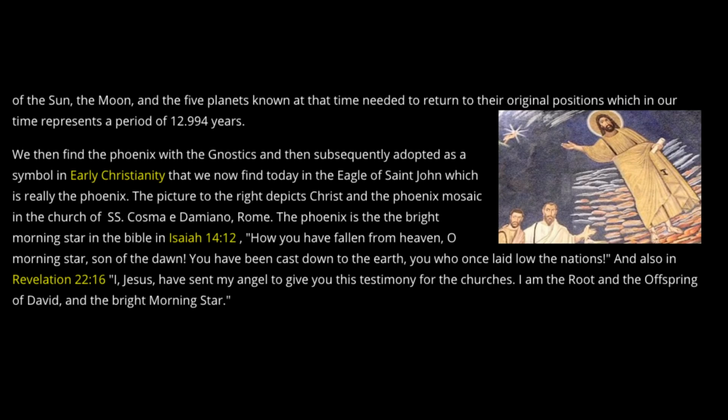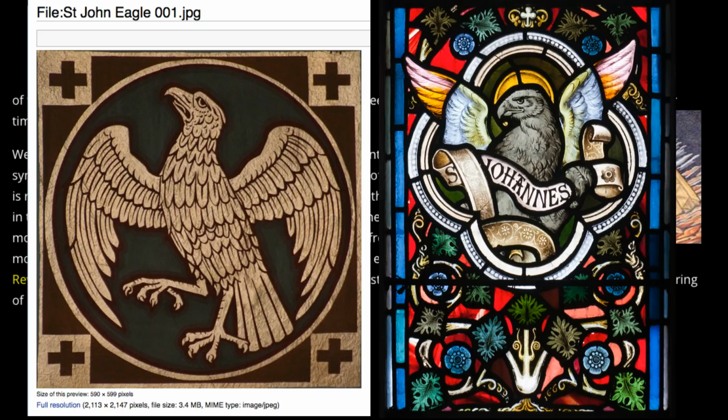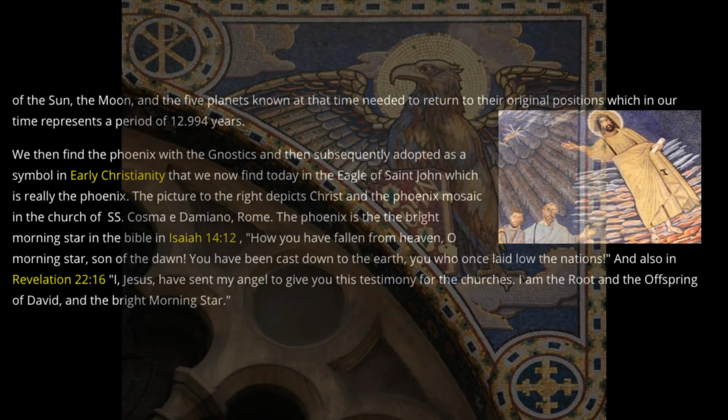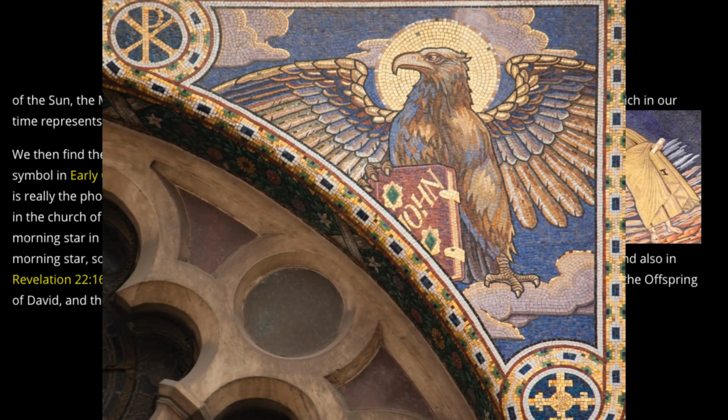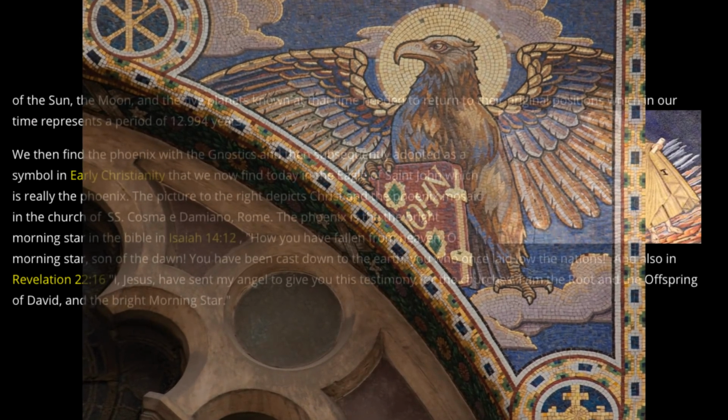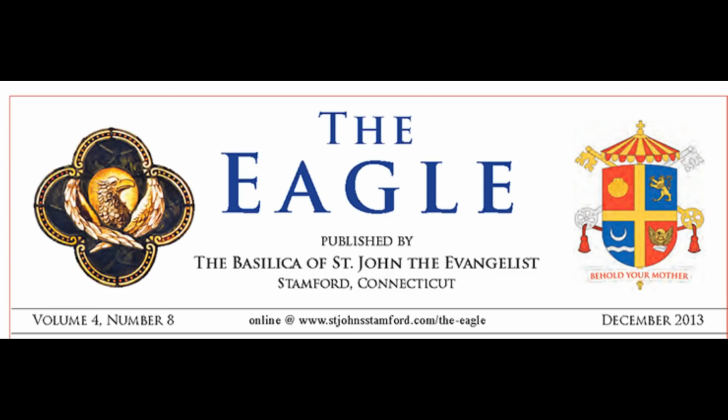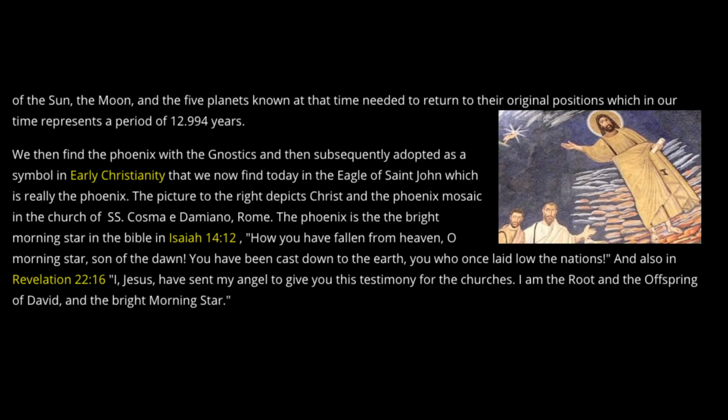It says, we then find the phoenix with the Gnostics and then subsequently adopted as a symbol in early Christianity, that we now find today in the eagle of St. John, which is really the phoenix, right? It says here again, the eagle of St. John, look it up, which is really the phoenix. The picture to the right depicts Christ in the phoenix mosaic in the church of SS Cosma e Damiano in Rome.